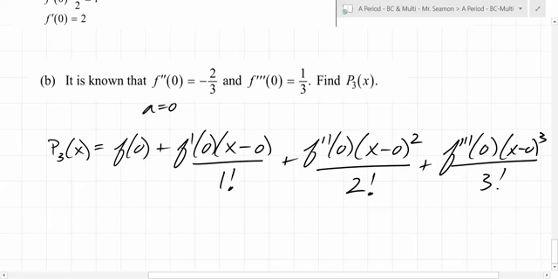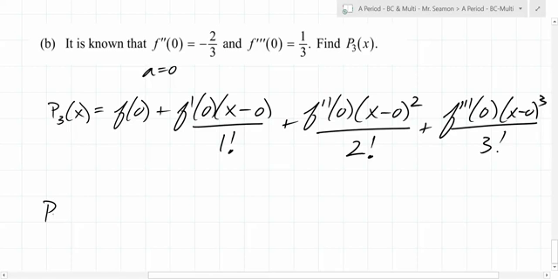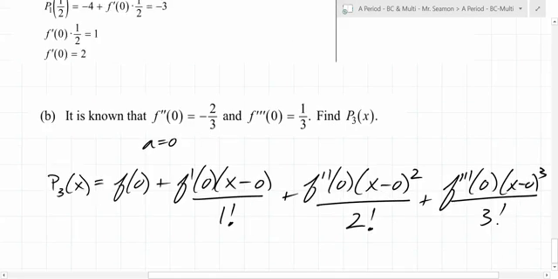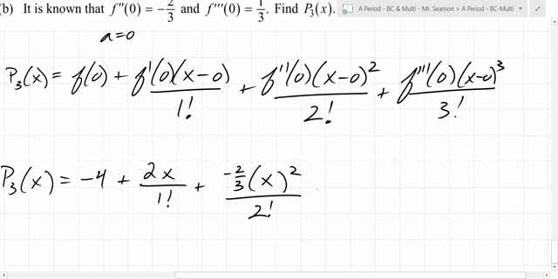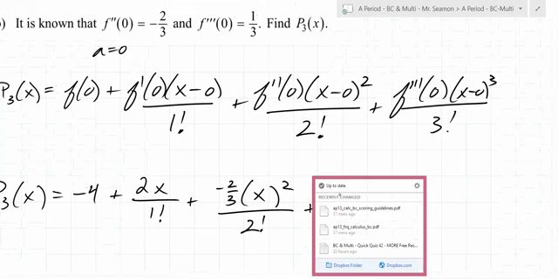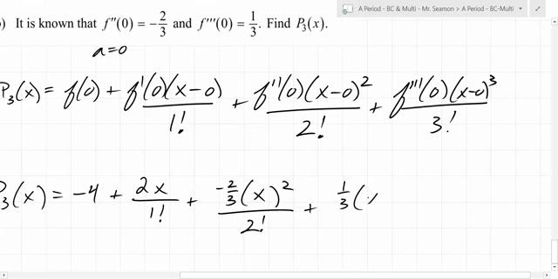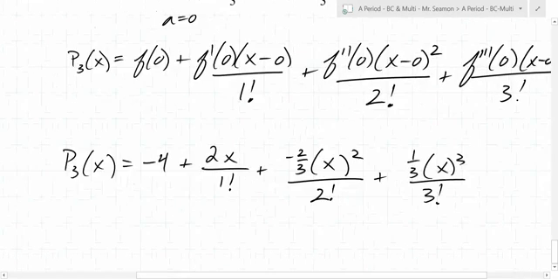So now are we just literally plugging stuff in? Yeah, we are. So we know P3 of x, f of 0, what was it? -4, thank you. And we know f prime of 0 was what? 2. So we now have 2 times x over 1. I'm overly writing it out so we can see the patterns. You lose some of the ability to memorize this stuff if you take away too much, at least in my opinion. Does it tell you f double prime? Oh, how nice of it. Times x squared over 2. I'm going to overly write it. I just like writing exclamation points today. F triple prime is what? 1/3? X cubed over 3 factorial.